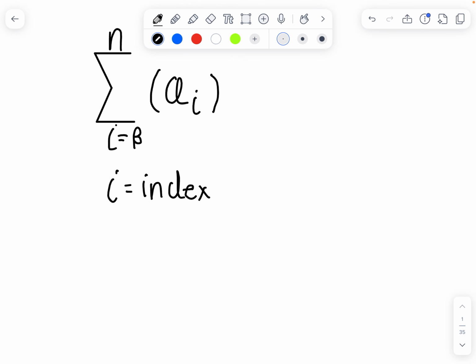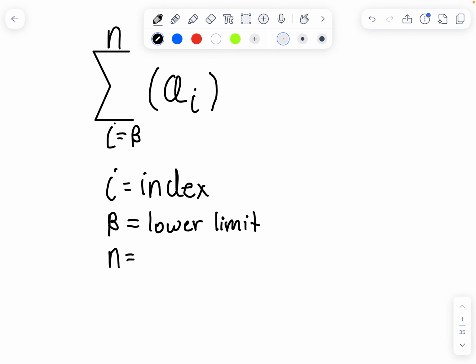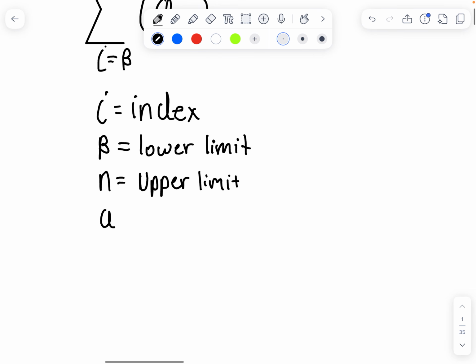And for beta, beta here is your lower limit, so basically where you want your sequence to start for your addition. And n is the upper limit, so that's the last number you want to add when you plug in the value. And a1 is just the explicit expression.